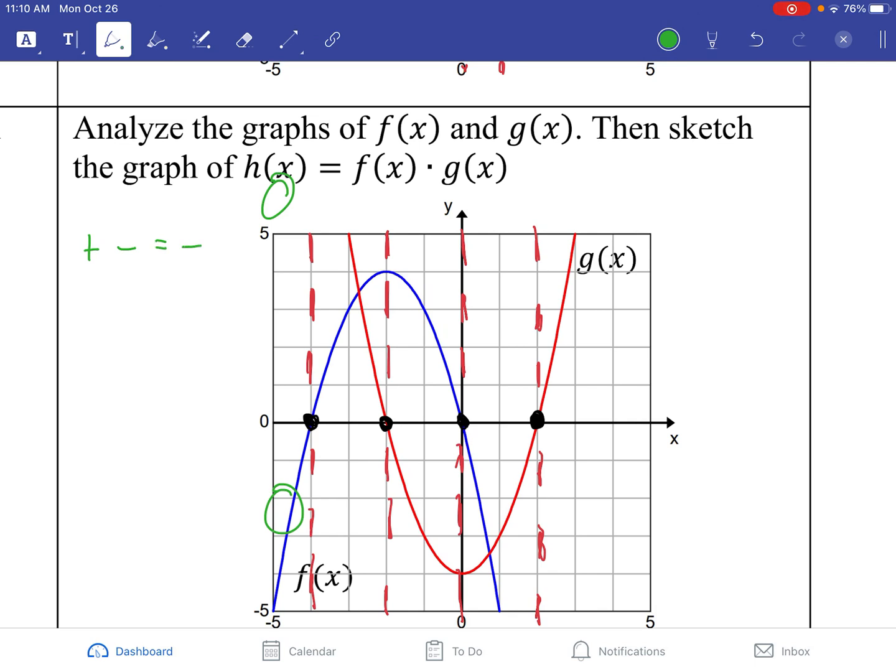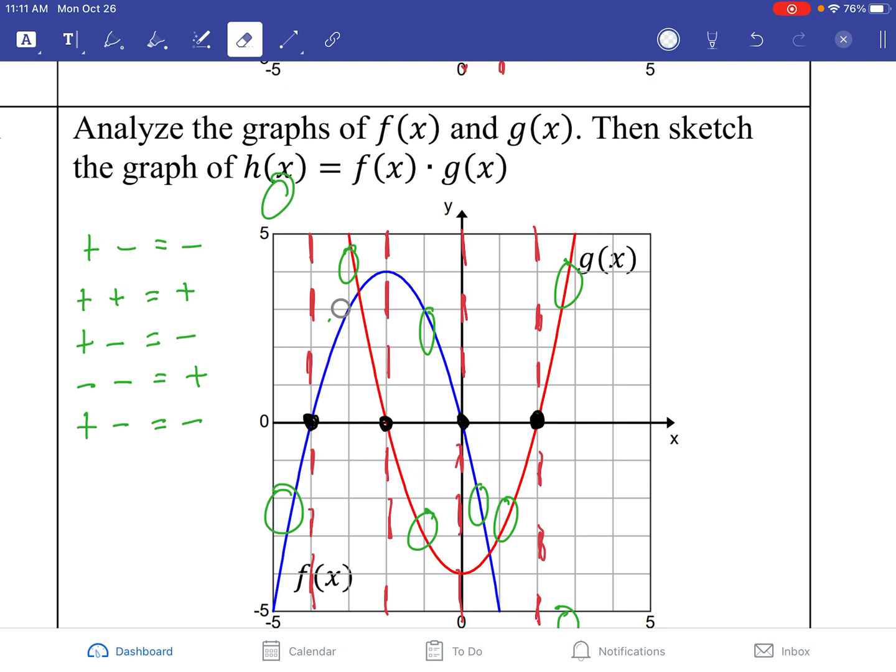All right, and the second region, we have the blue graph here and the red graph here. They're both positive, so positive times a positive is going to equal a positive. All right. And the third region here, we have the blue graph is going to be positive. The red graph is going to be negative. So we have a positive and a negative, which gives you a negative. In the fourth region, blue graph is negative, red graph is negative. Negative times a negative is going to be a positive. And lastly, the red graph is positive, and the blue graph is going to keep going down, so that's going to eventually be negative. So we have positive and a negative equals a negative.